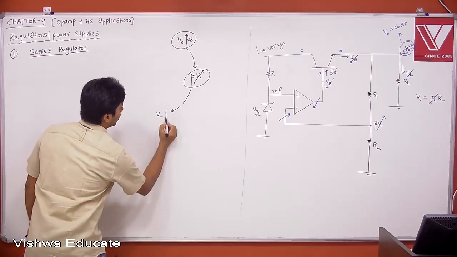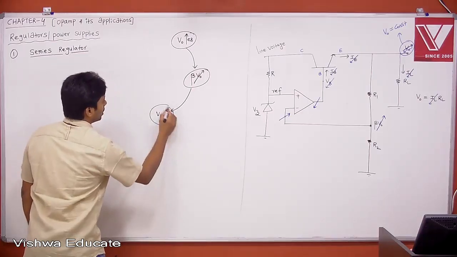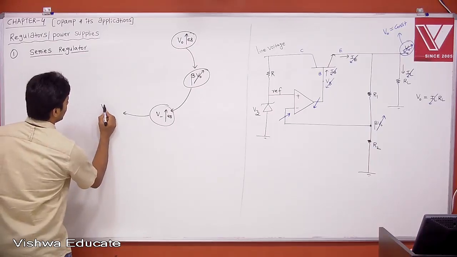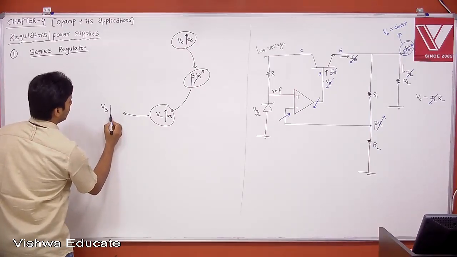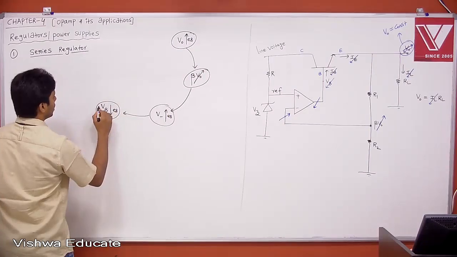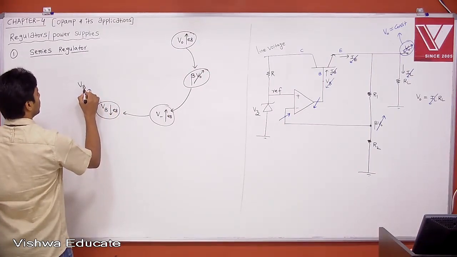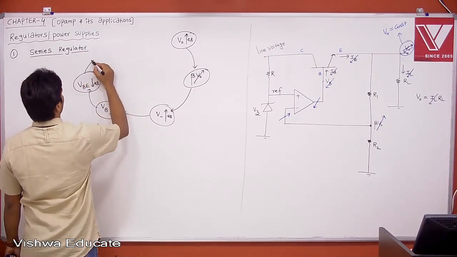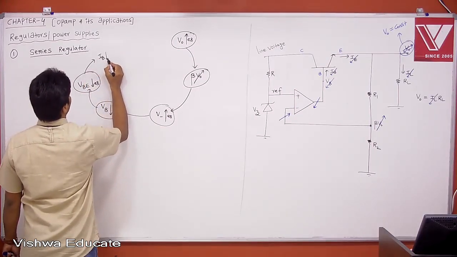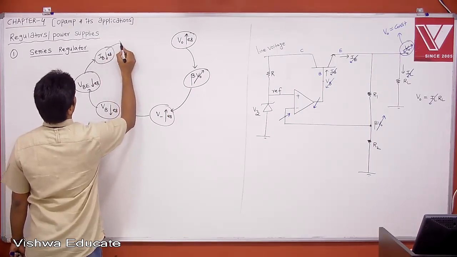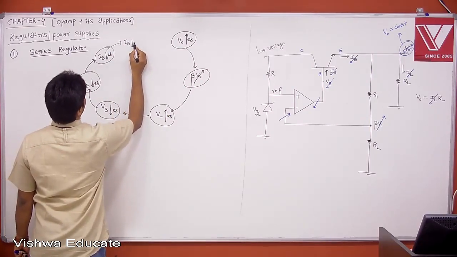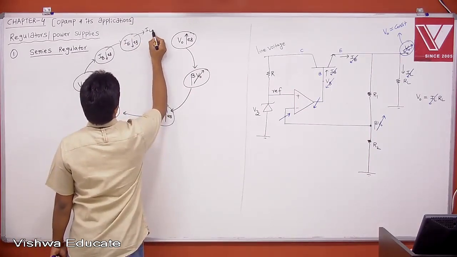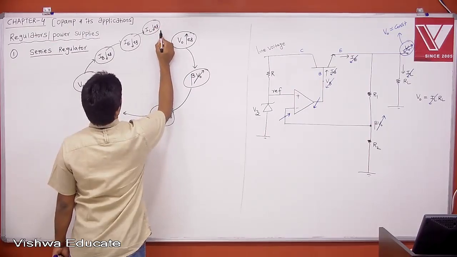Voltage at minus increases. When voltage at minus is increasing, what about your op-amp output? Your op-amp output is nothing but your VB, the voltage at base. Voltage at base decreases. When voltage at base is decreasing, what about your VBE? VBE decreases. When VBE is decreasing, what about your IB? IB decreases. When IB is decreasing, what about your IE? IE decreases. When IE is decreasing, what about your IL? Your IL decreases. When IL is decreasing, what about your V0?